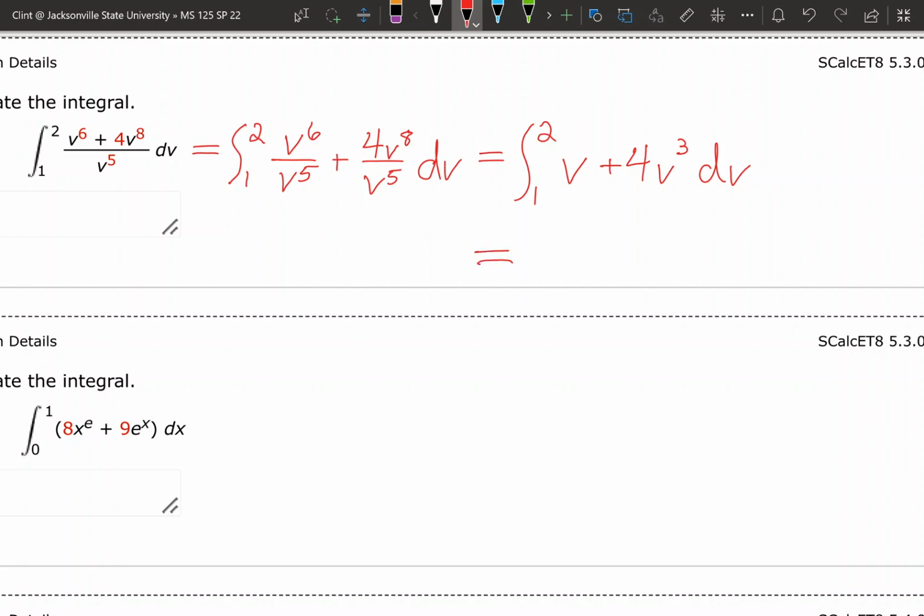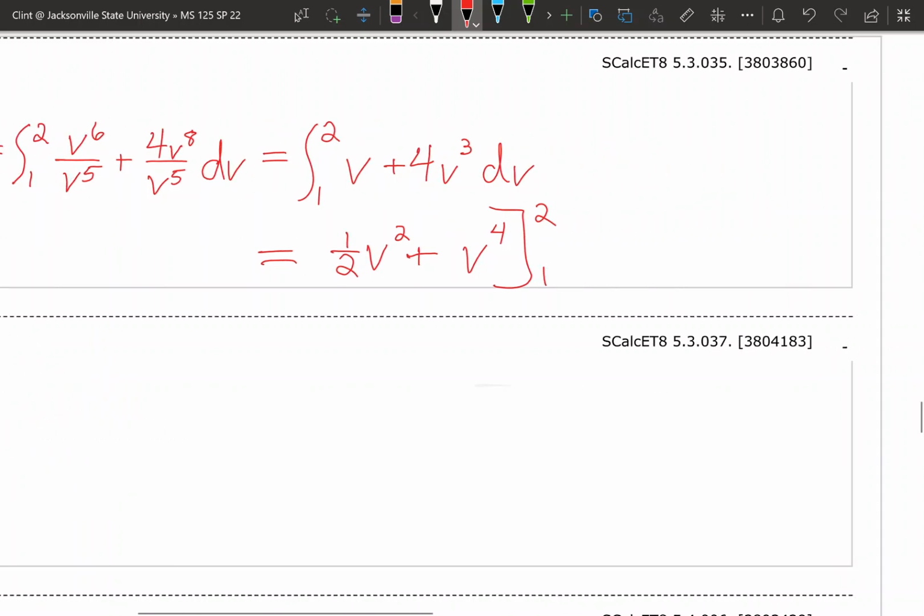Now we can find our antiderivative. So working with the v part, if we add 1 to the exponent, we get 2. Divide the coefficient by 2, so we get 1/2 v squared. Working with the 4v to the 3rd part, if we add 1 to the exponent, we get 4. And then we've got a 4 out front, so 4 divided by 4 is just 1. Want to evaluate that from 1 to 2. This one's not too bad looking anyway.